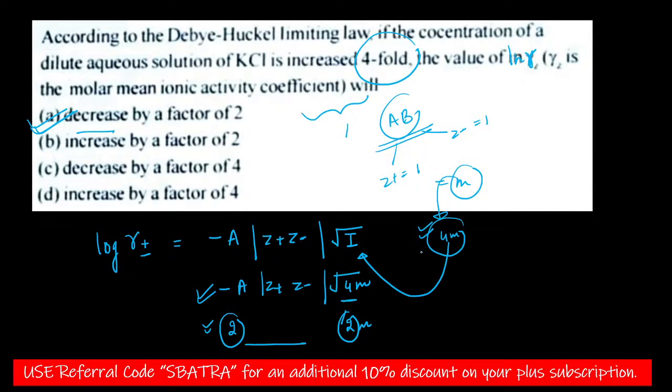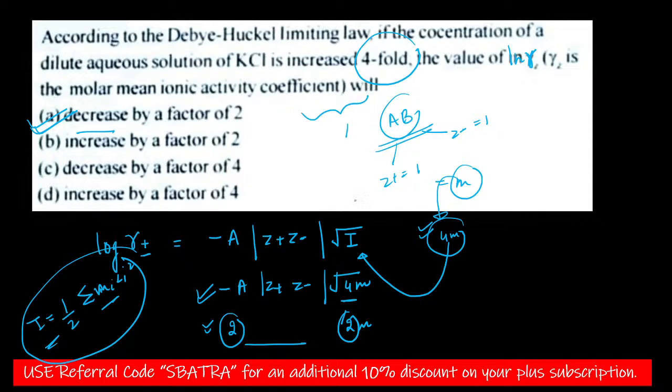See, ionic concentration is related to your ionic strength. How? What is ionic strength? Ionic strength is nothing but half the summation of MiZi square. This is your ionic strength, and it is related to your concentration. So if concentration is increasing by 4 times, that means ionic strength is increasing by 4 times, and because we have to write root I here, the coefficient changes by 2 times.